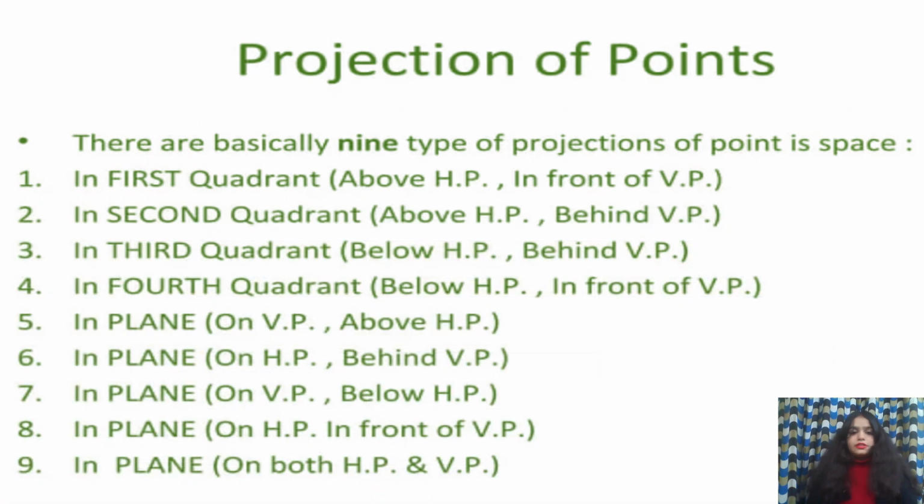Now coming to the next. We have 9 types of projections of a point in space, so there are 9 cases. We have quadrants. In the first quadrant: above HP, in front of VP. Second quadrant: above HP, behind VP. Third quadrant: below HP, behind VP. Fourth quadrant: below HP, in front of VP. Then in plane on VP, above HP. In plane on HP, behind VP. In plane on VP, below HP. In plane on HP, in front of VP. And in plane on both HP and VP. These are the cases we are going to plot.